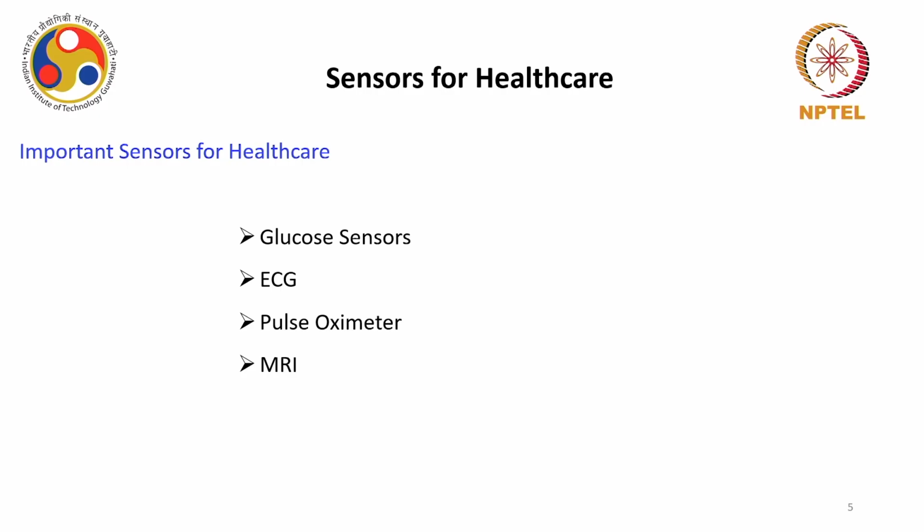However, it is not possible to talk about all those sensors. So what I have done is I have divided these sensors into 4 different types. One is the glucose sensor, the ECG sensors, pulse oximeters, and MRI, which is more important from the electrical engineers' point of view. Although biomedical engineering is nowadays integrated with electrical engineering, these sensors are very much essential.